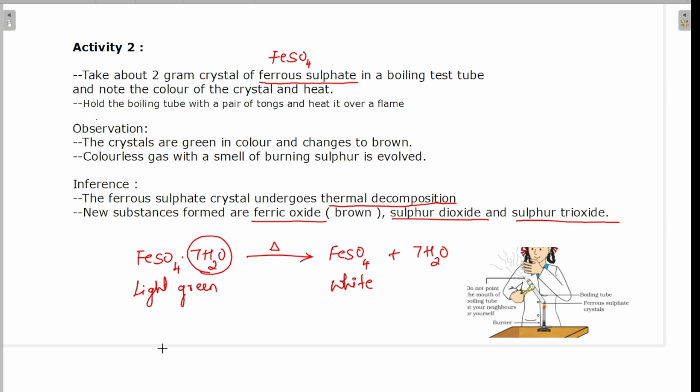Again, once you go on heating these ferrous sulfate crystals, what happens? It undergoes thermal decomposition reaction to form ferric oxide. This is ferrous sulfate which undergoes thermal decomposition to form ferric oxide, sulfur dioxide plus sulfur trioxide. Ferrous sulfate is solid in state. Ferric oxide is also solid in state, and these two, sulfur dioxide and sulfur trioxide, are gases.